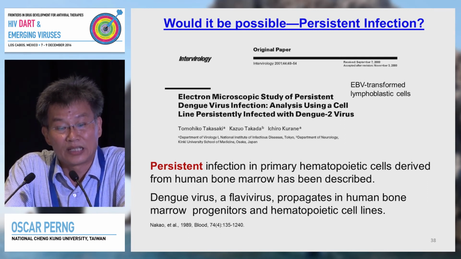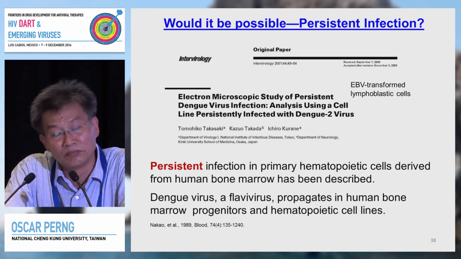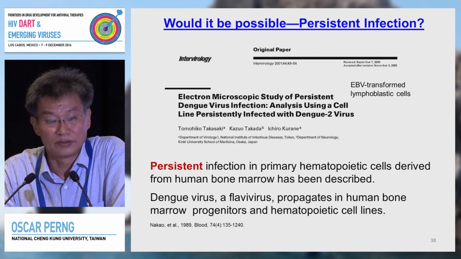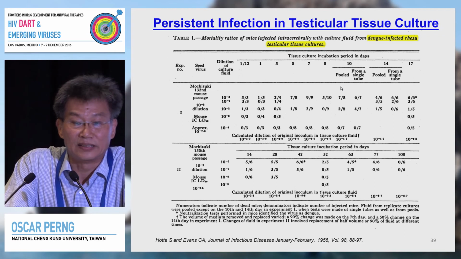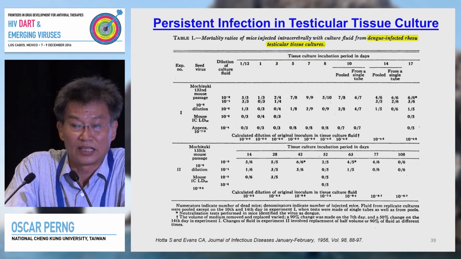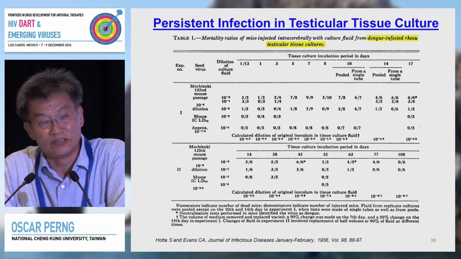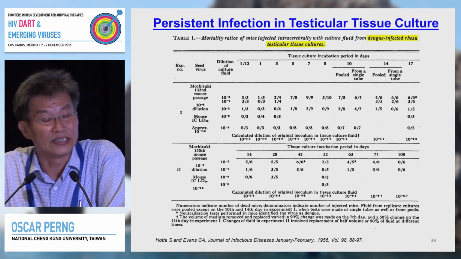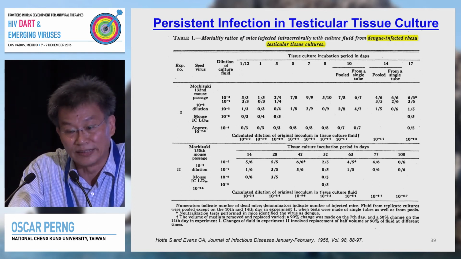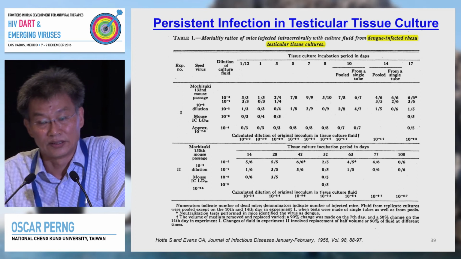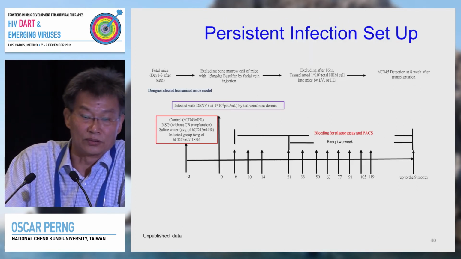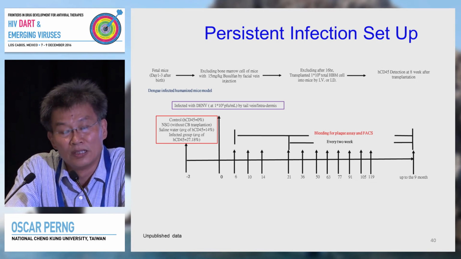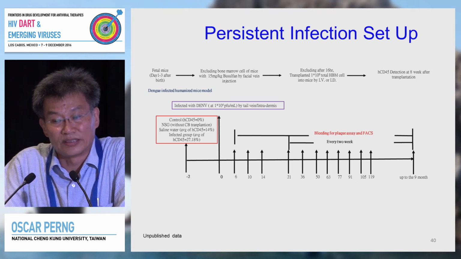Because in tissue culture, many tissue culture studies show that it's possible, okay? And this is the monkey testicular tissue culture. In here, if you infect them, the virus can shed for up to 3 months in this study. So this suggests that the stem cell may be involved. So in our lab, we try to establish whether persistent infection is real or not.